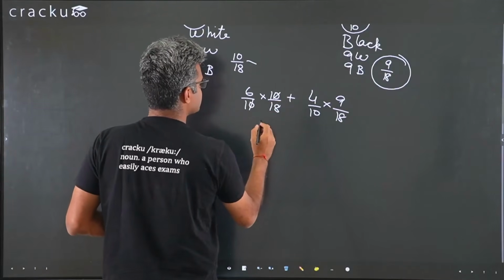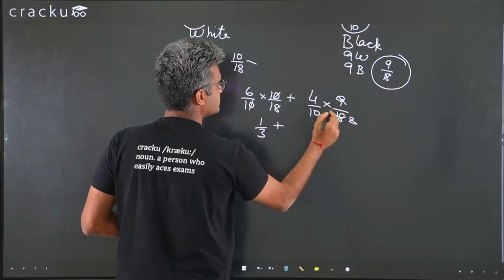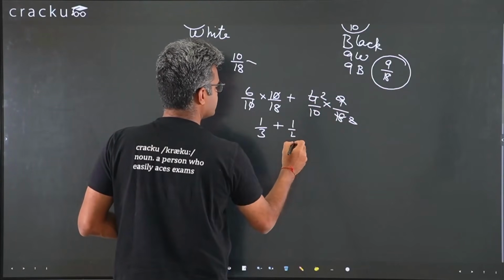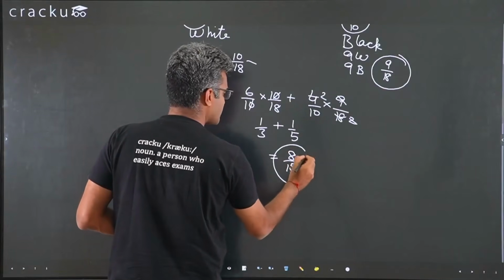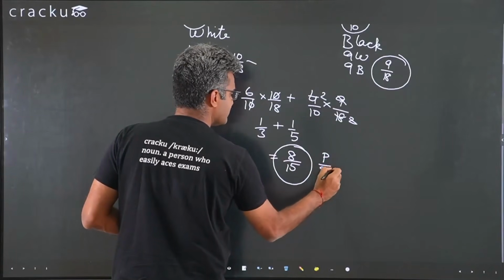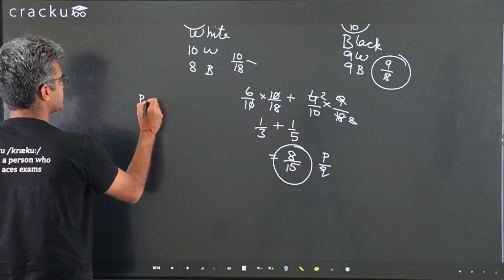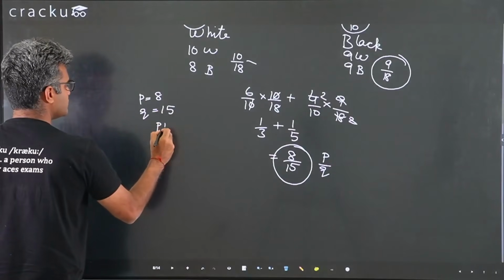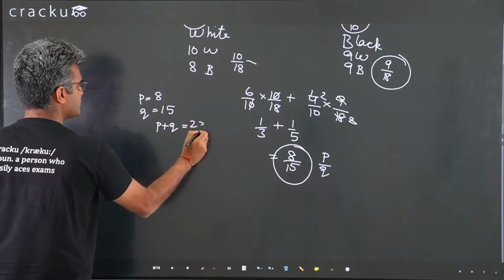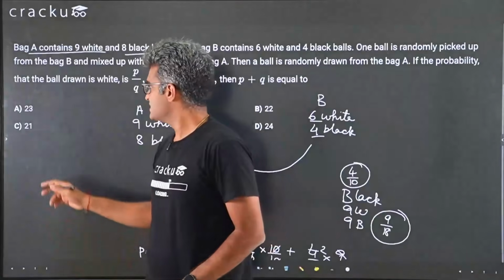You can cancel this, you can cancel this. This is 1 by 3 plus this is 1 by 2, this is 2 by 5, which is equal to 8 by 15. So the required probability is 8 by 15. That is the value of P by Q. So P is equal to 8, Q is equal to 15. So the value of P plus Q is equal to 23. So the answer for this question is option A, which is 23.